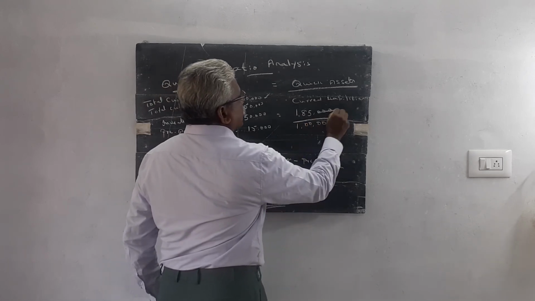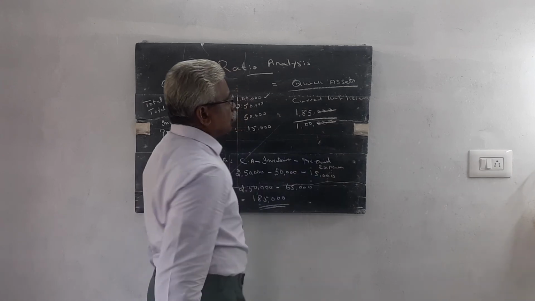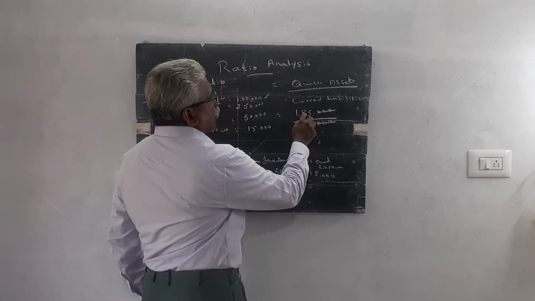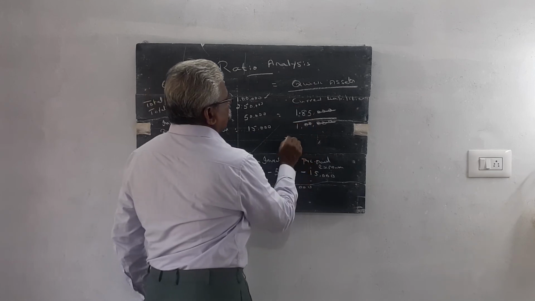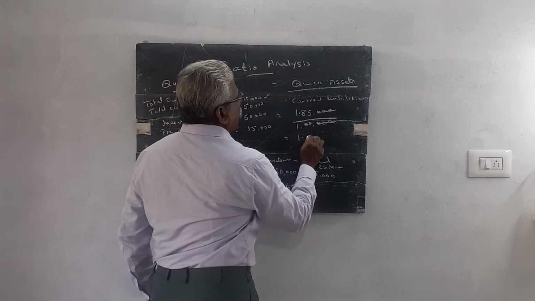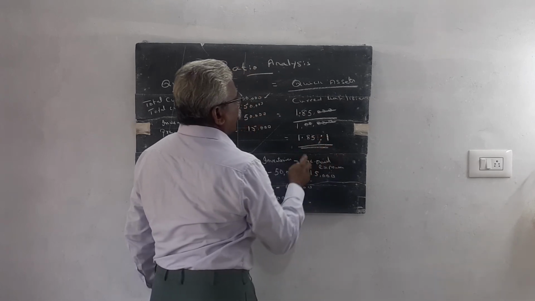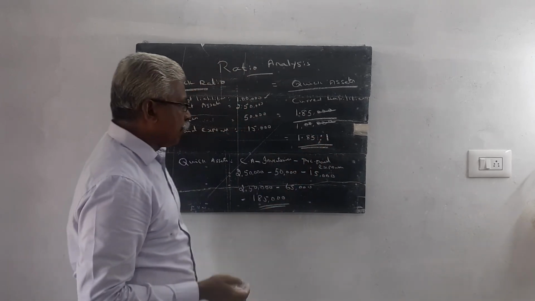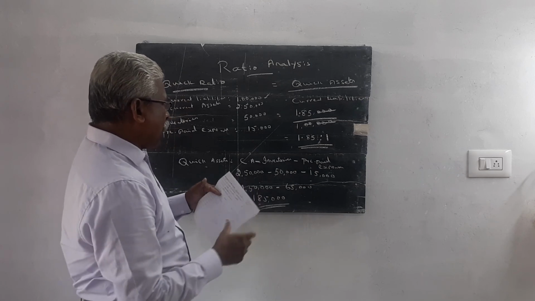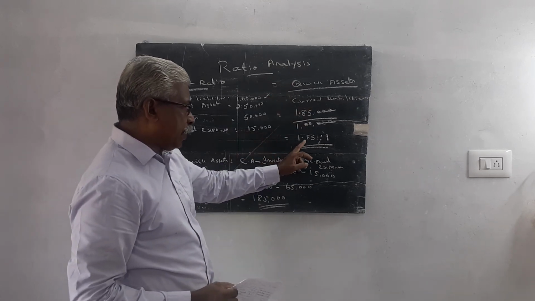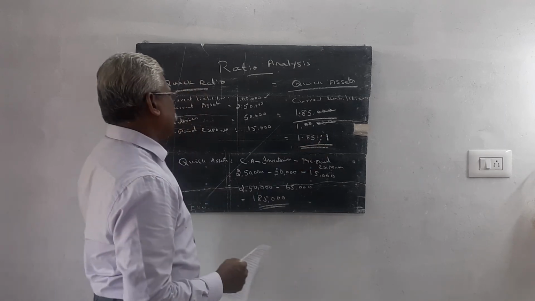Then we can cut these 3 zeros and these 3 zeros. Then we can cut 2 zeros and put a point here. That is equal to 1.85 is to 1. Very, very important: we never write 1.85 alone. We have to compare both the quick asset and the current liability. So 1.85 is to 1 is the answer.